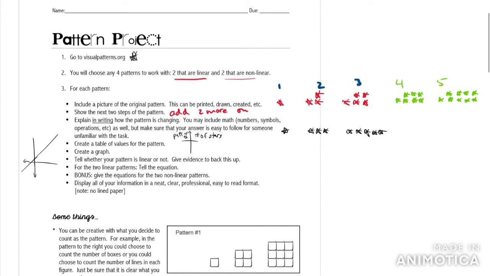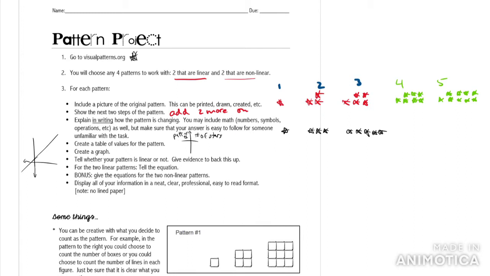Then you're going to identify whether or not it's a linear pattern or not and back it up with evidence. Now, this can be arguing it makes a straight line on a graph, or I increase the amount each time, or it increases by the same amount each time. Use the information that you've already included.